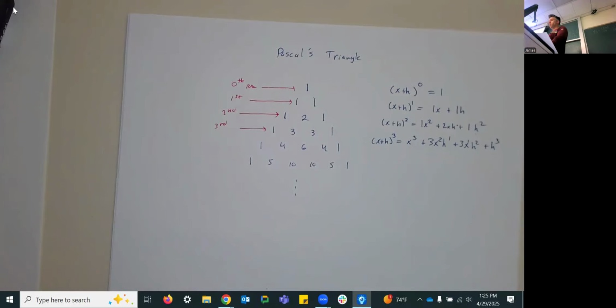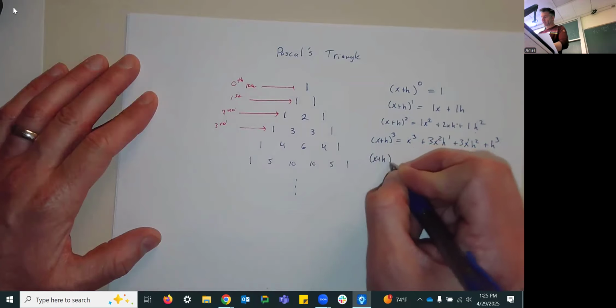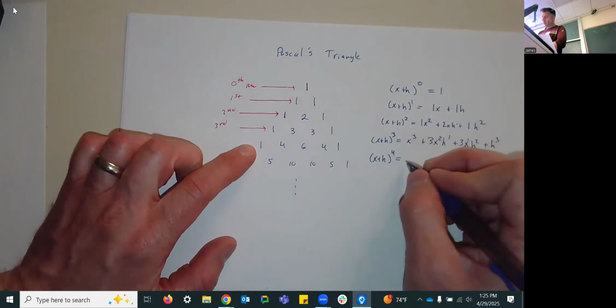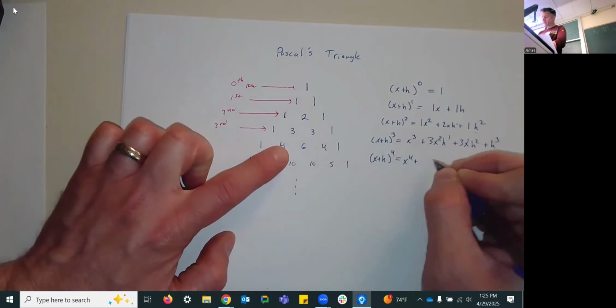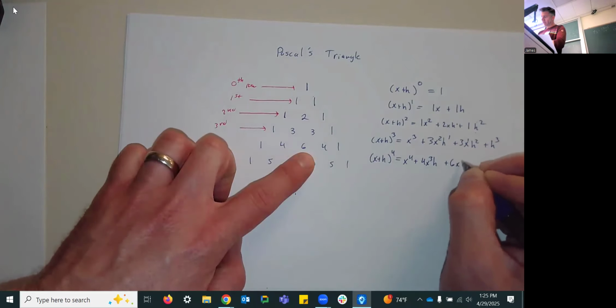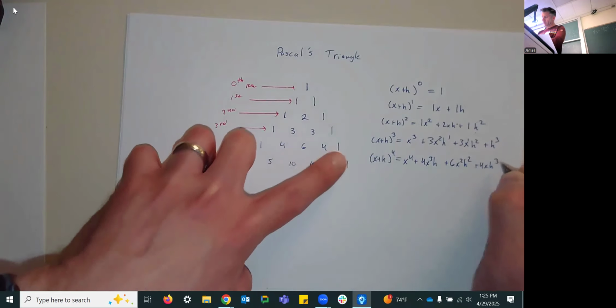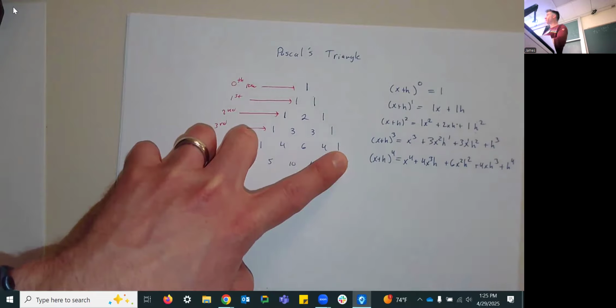So x plus h cubed is x cubed plus 3x squared h plus 3xh squared plus h cubed. And you could even use it for x plus h to the 4th if you needed to. X plus h to the 4th power should be 1x to the 4th plus 4x to the 3rd h to the 1st plus 6x squared h squared plus 4xh cubed plus 1h to the 4th.